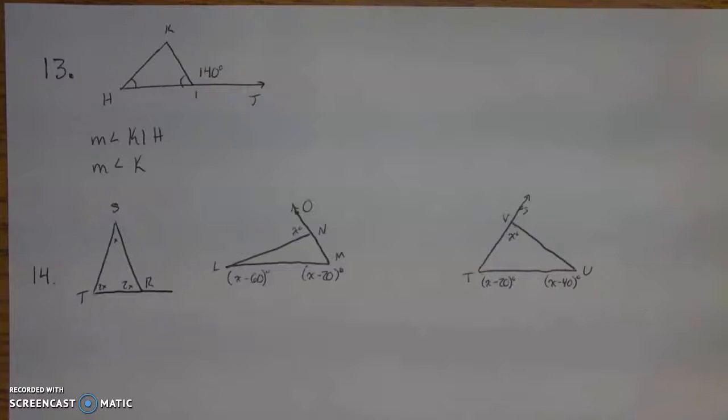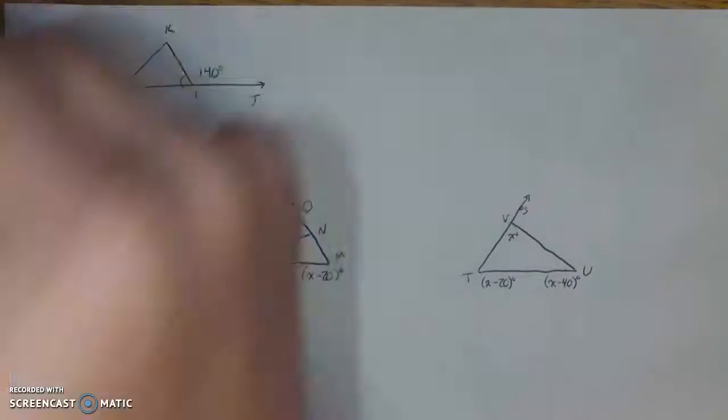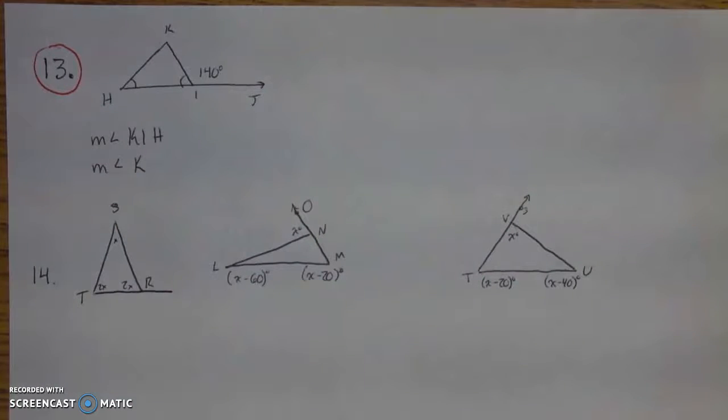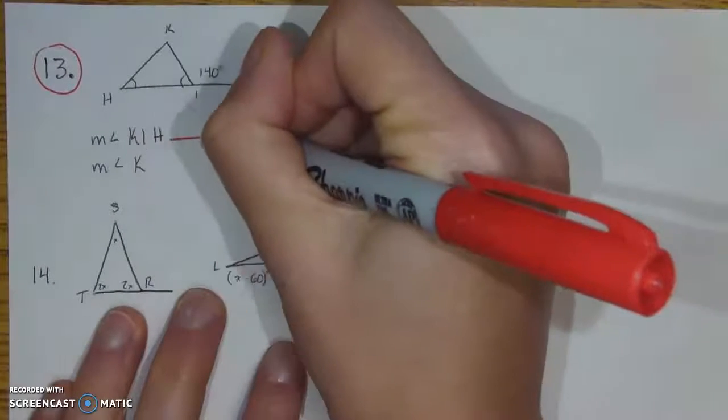I will circle the problem number while I'm working on it so that you can easily see which one I am working on and skip to that one, and I will cross it off when I am done. So let's start with number 13. Number 13 asks for these two angles.